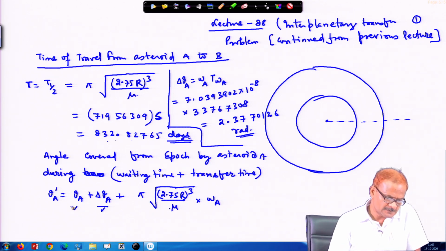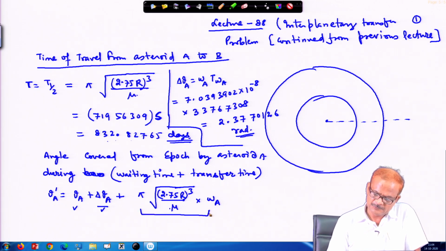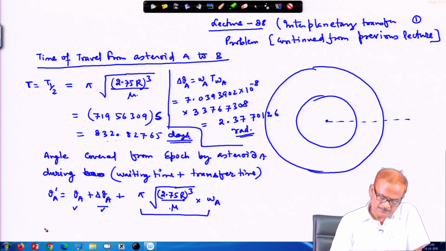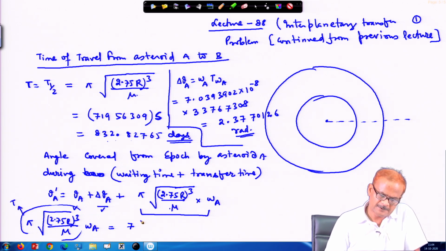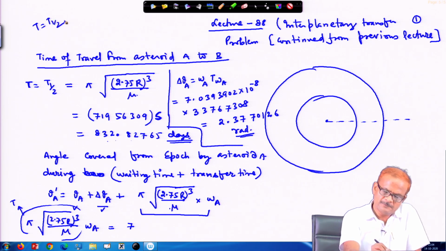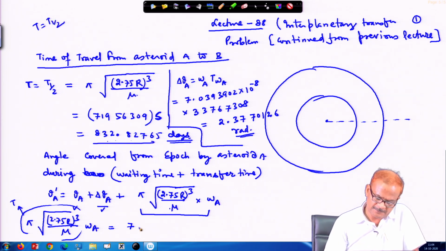Theta A is known to us. So, all these quantities can be added. Now, this quantity also needs to be evaluated. So, the quantity here pi times under root 2.75 r whole cube divided by mu times omega A. This is already known to us. This is the transfer time, which we have written as t equal to t 1 by 2 as written here.